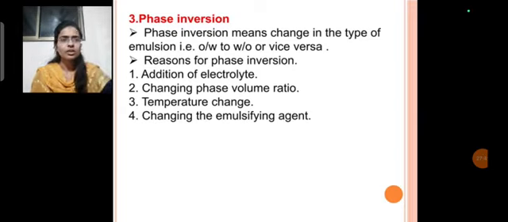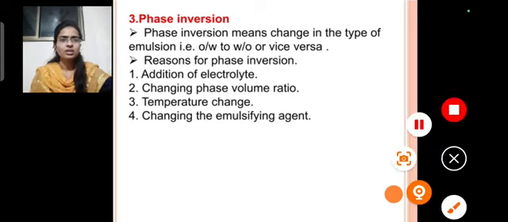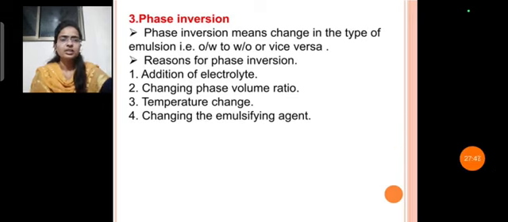These are the identification tests and instabilities in emulsion. The next part we will see in the next lecture.